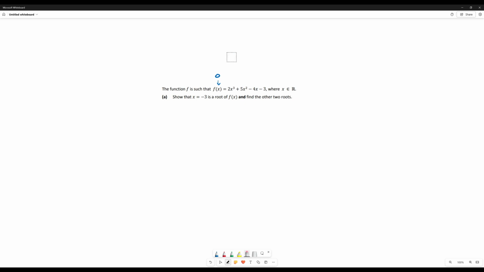That's what we're going to do. The first bit, to show that it is a root of f(x), not even reading the next bit just yet. Just sub it in everywhere you see x. So I'm going to have 2 times minus 3 cubed plus 5 times minus 3 squared minus 4 times minus 3 minus 3. What's that going to be? Minus 54 plus 45 plus 12 minus 3. And that does equal 0 because it'd be 57 and minus 57. So that's happy days. So therefore, x equals minus 3 is a root.